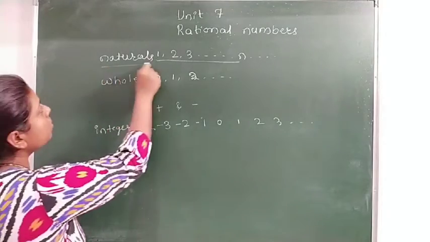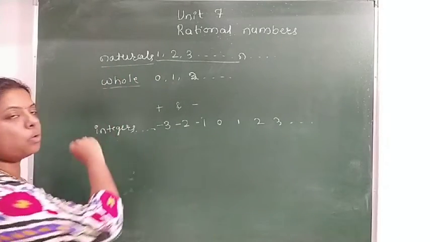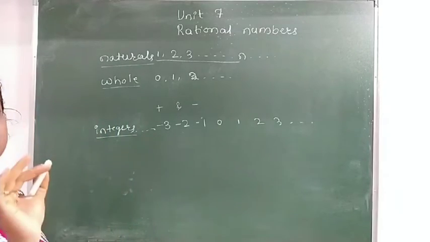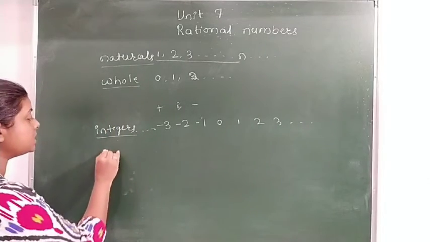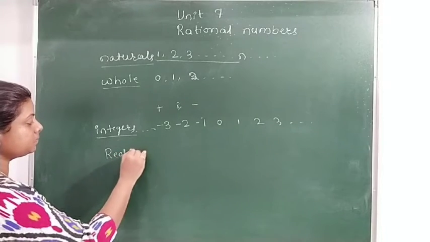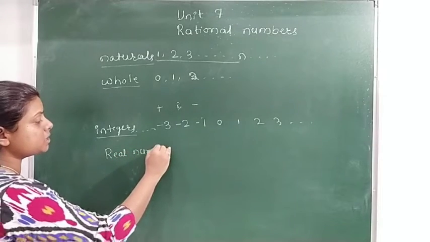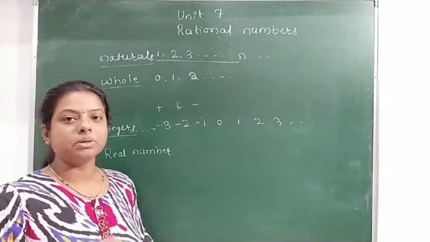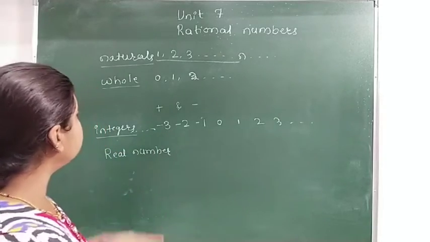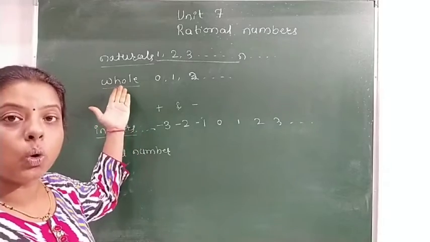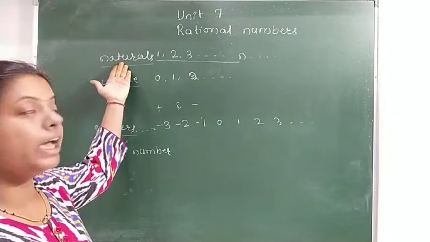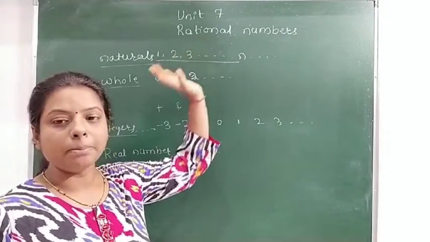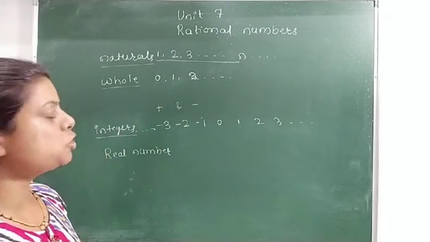And we know natural numbers, whole numbers, integers. The combination of all these we call real numbers. Real numbers means containing all types of numbers, that may be an integer, a whole number, a natural number, as well as the rational number. The rational number means what?